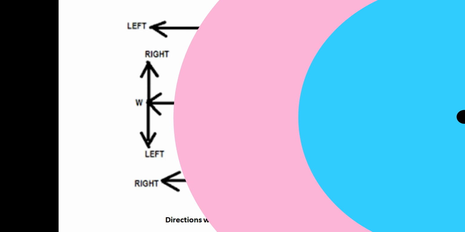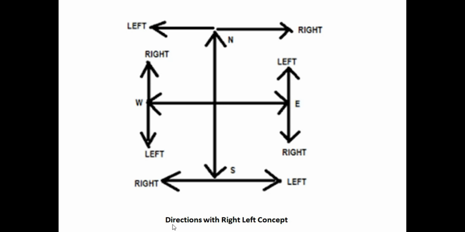So the same concept we already covered: directions with the right-left concept. Person is at origin facing north, right hand shows east, left hand shows west. Person is at origin and is facing east, right hand shows south, left hand shows north. Person is at origin and is facing south, right hand shows west, left hand shows east. In that way.